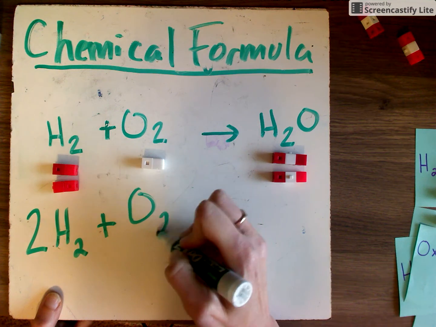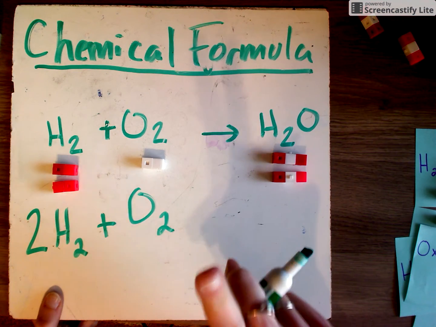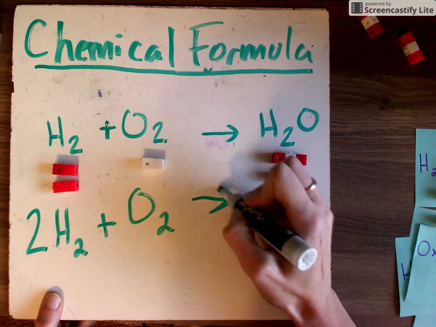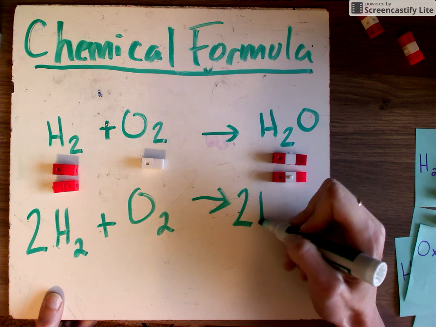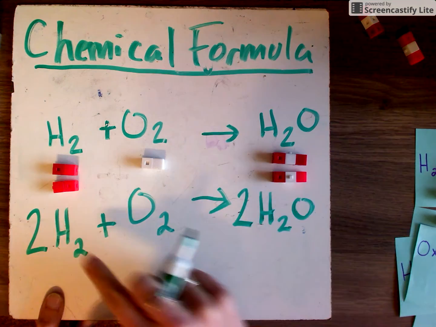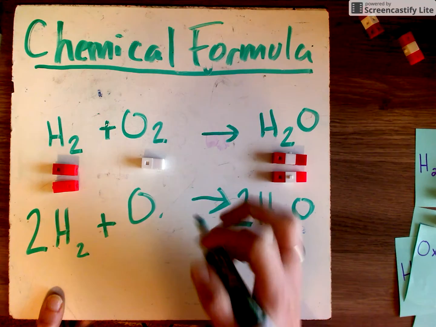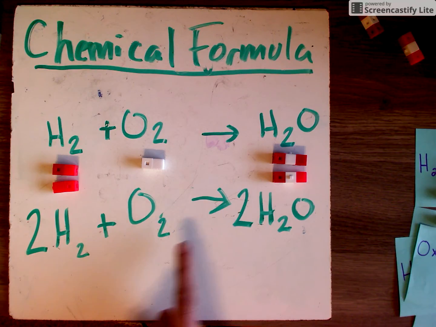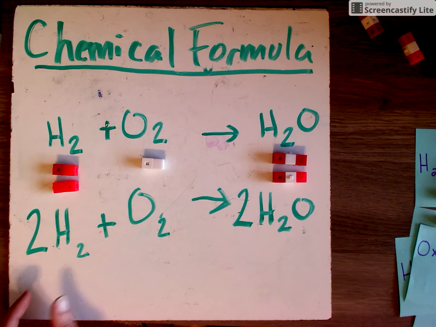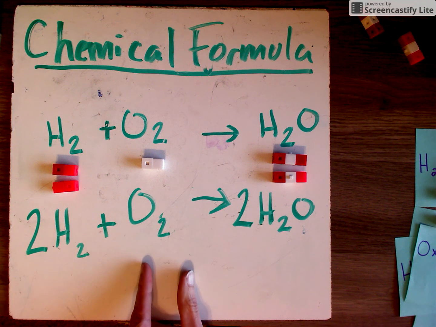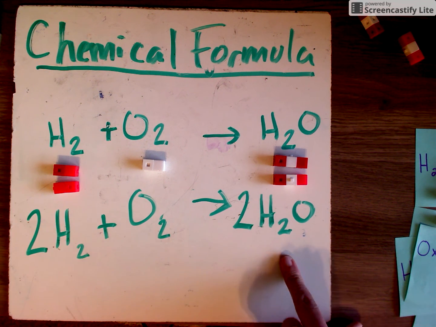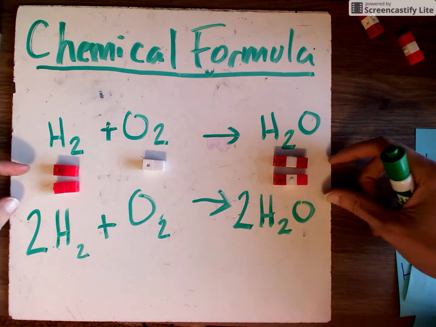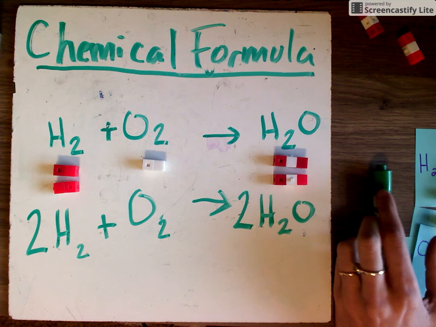2H2 plus O2. Remember, we don't need a coefficient because we only need 1. And now we have 2 molecules of H2O. I'm going to keep my 2's consistent here. Okay, so that's a balanced formula, a balanced equation. 2H2 plus O2 gives 2H2O. So hydrogen reacts with oxygen to make water. But for that to happen, we have to have this specific set of things.